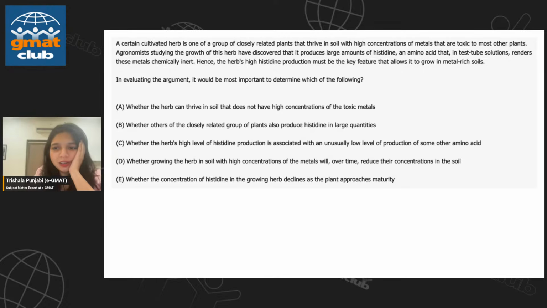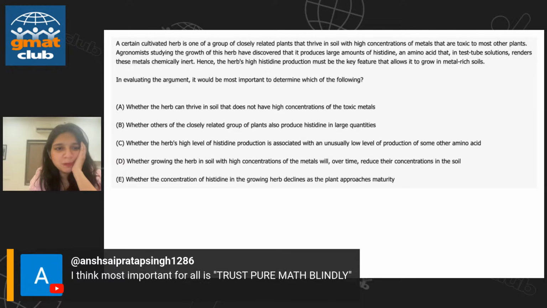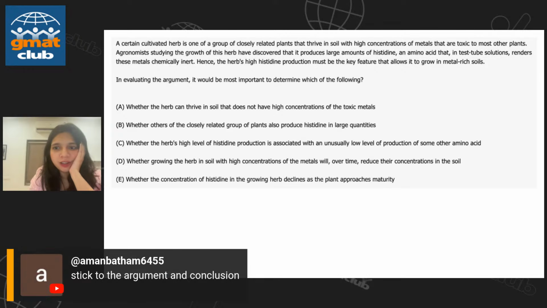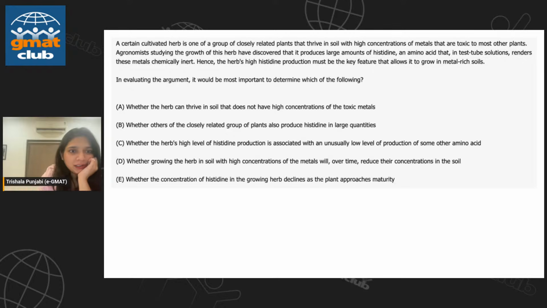Yeah, I love that. Trust pure math blindly. Stick to the argument and conclusion. Yes, don't put in real life stuff. Be very, very precise on what the conclusion is.